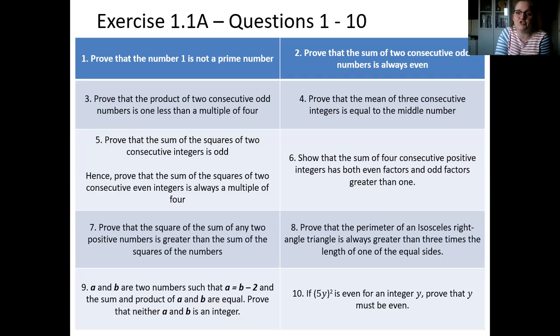All the way up to 9 and 10, which are your hardest ones. So A and B are 2 numbers such that A equals B minus 2, and the sum and product of A and B are equal. Prove that neither A nor B is an integer. So that is possibly the hardest one on here, or 10 is. They're probably both quite equally tricky. So if 5y squared is even for an integer y, prove that y must be even.